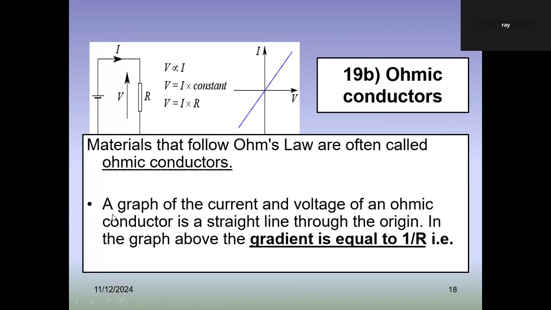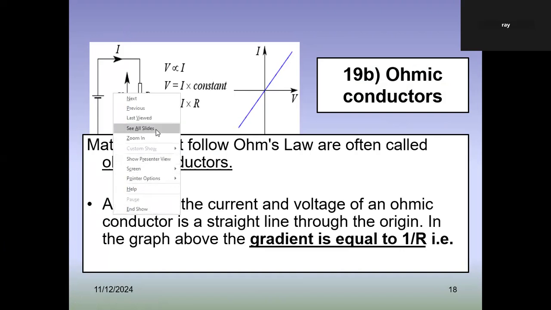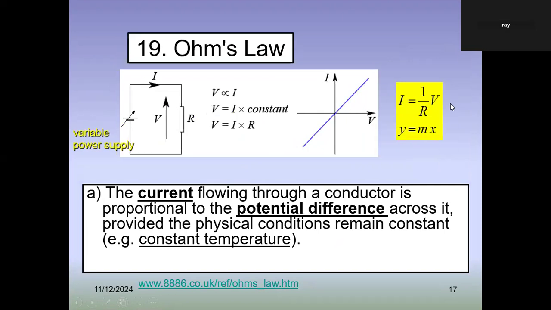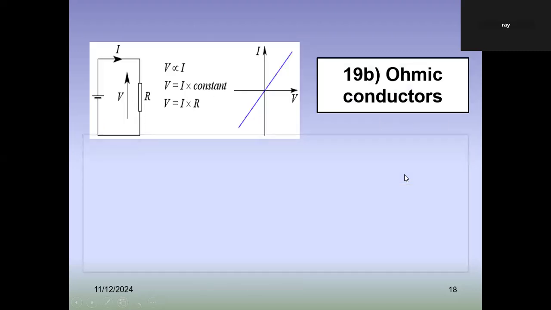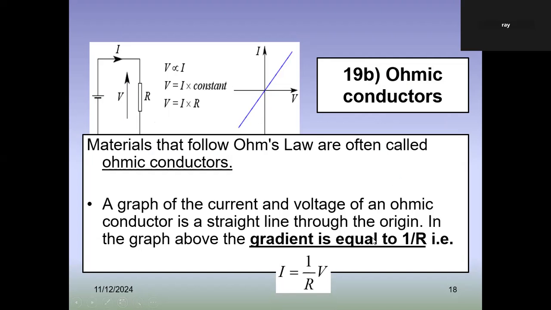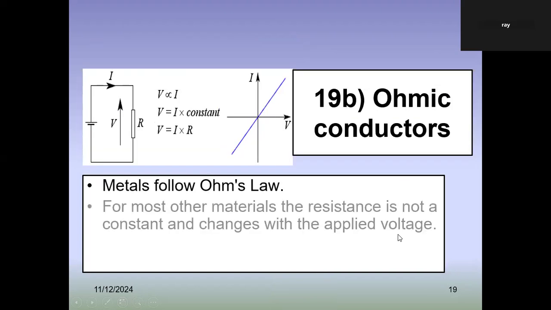As we can see from our formula here, the gradient is 1 over R. So our gradient is 1 over R, or resistance is the inverse of the gradient. Metals follow Ohm's law. For most other materials, the resistance is not a constant and changes with applied voltage.